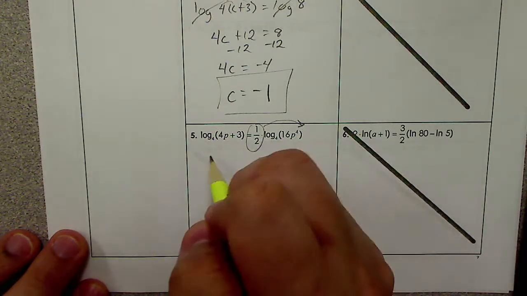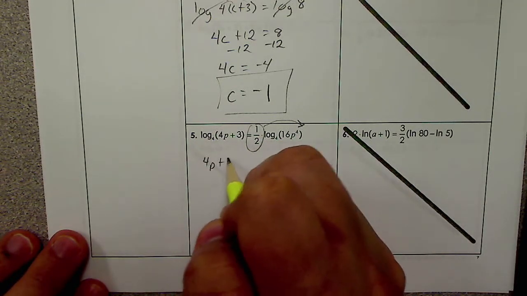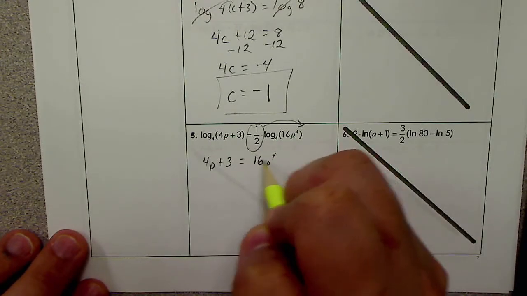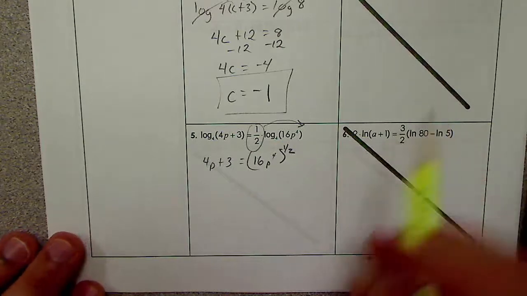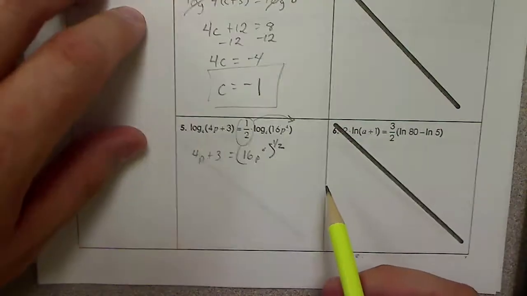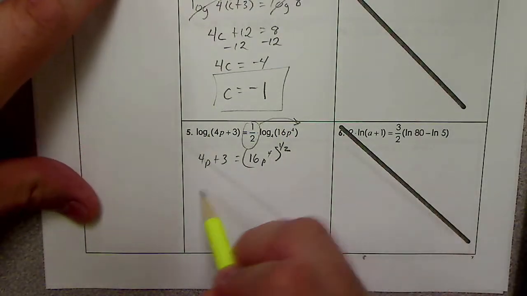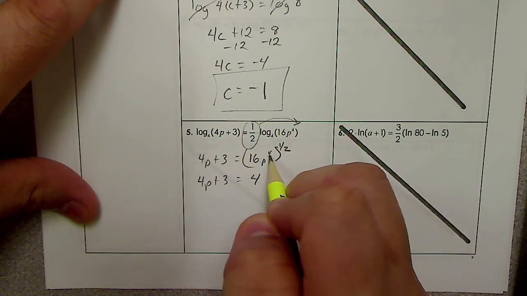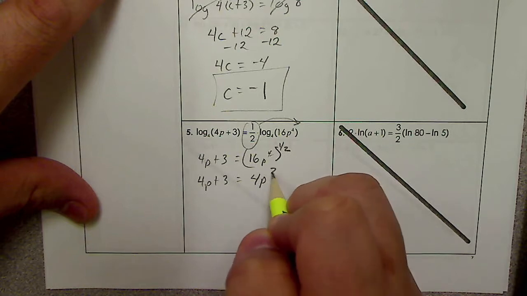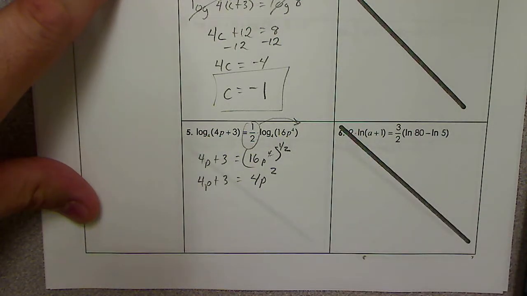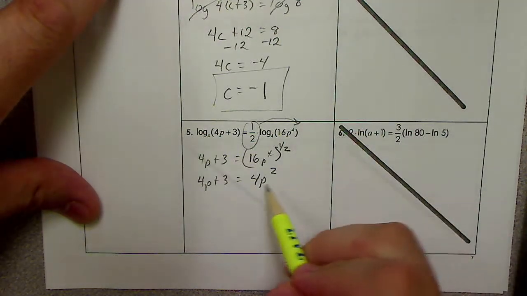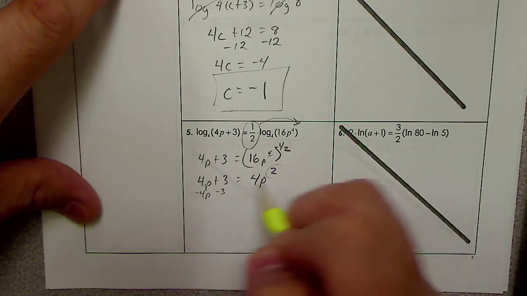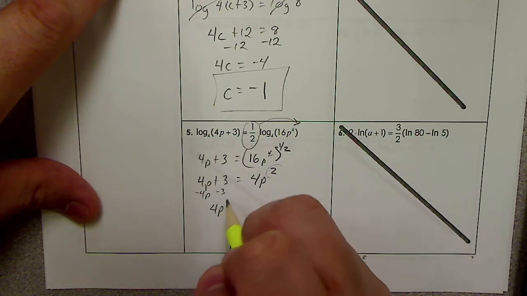So I'm going to eliminate the logarithm. So 4p plus 3 is equal to 16p to the 4th to the 1/2 power. And I'm going to do some simplifying here. So 16 to the 1/2 power is 4. And then 4 times 1/2 is 2, so 4p squared. It's another factoring problem, quadratic. So I'm going to do some work here real fast.